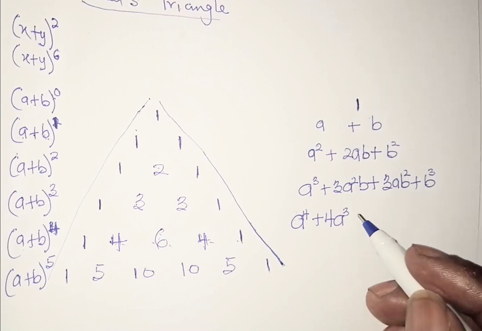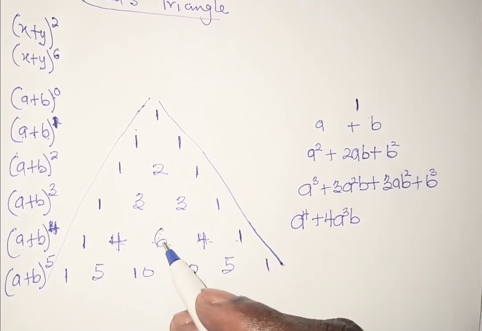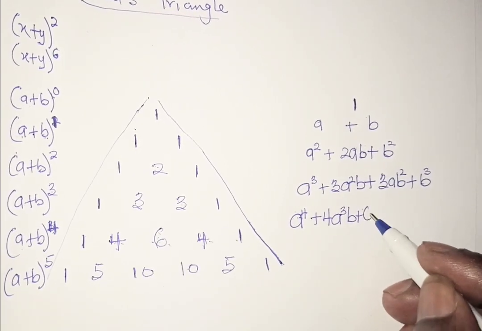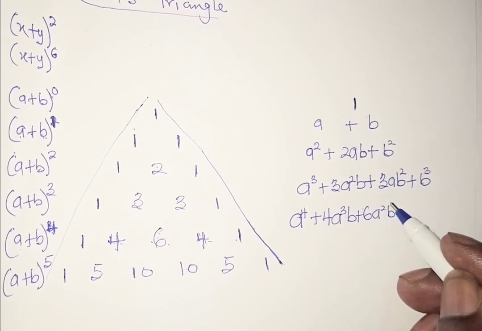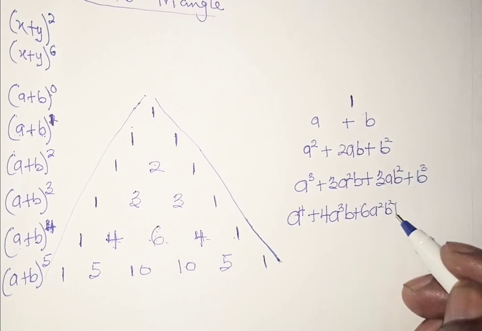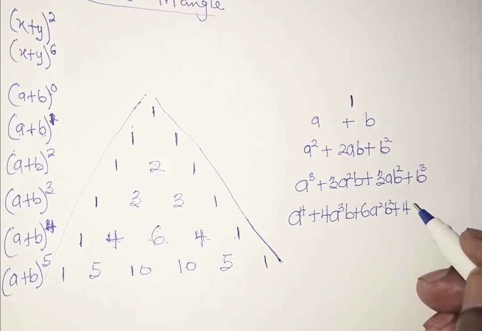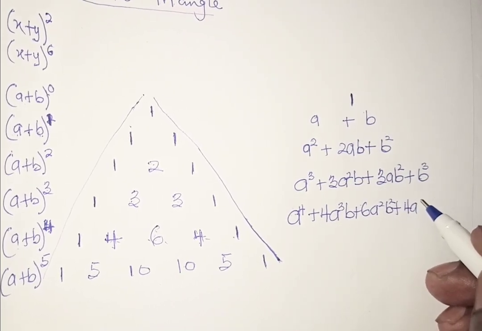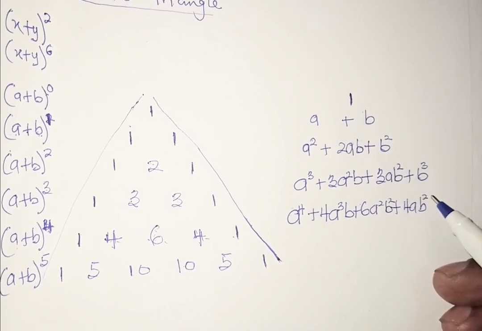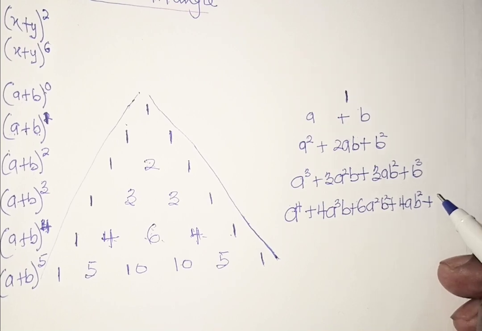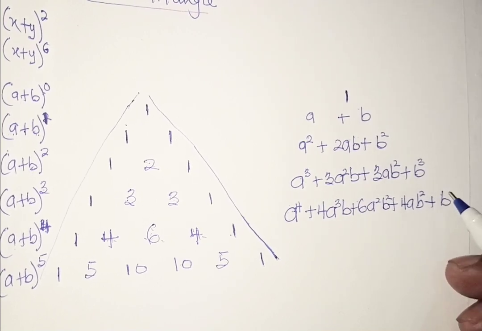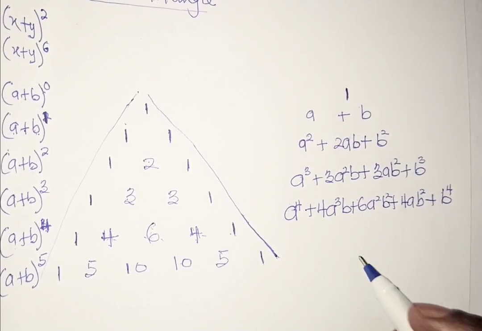So I have 3, and then B starts. My next coefficient is 6. A will reduce by 1, and then B will increase by 1. My next coefficient is 4. And then A reduces, B increases. Then my last coefficient is 1, which is B. So my B is exponent 4.